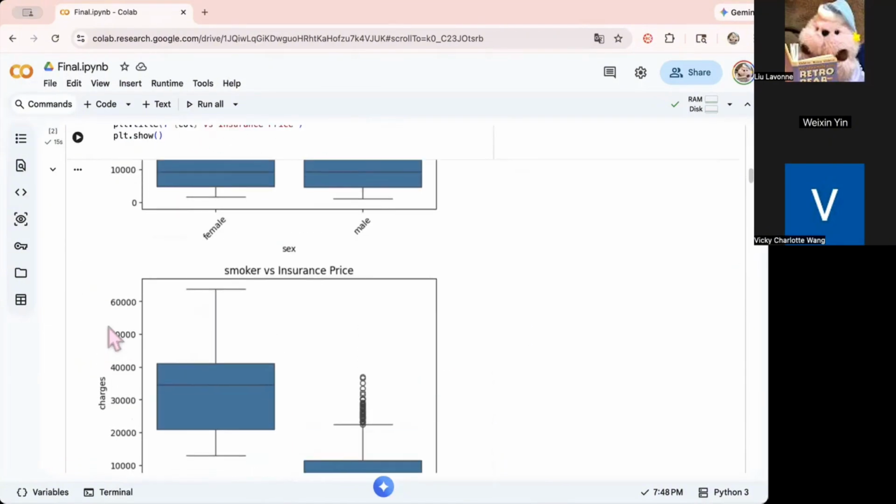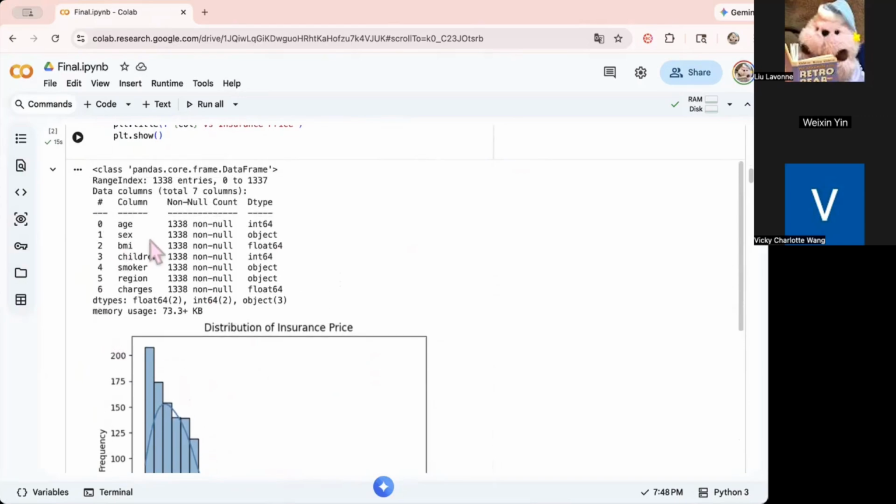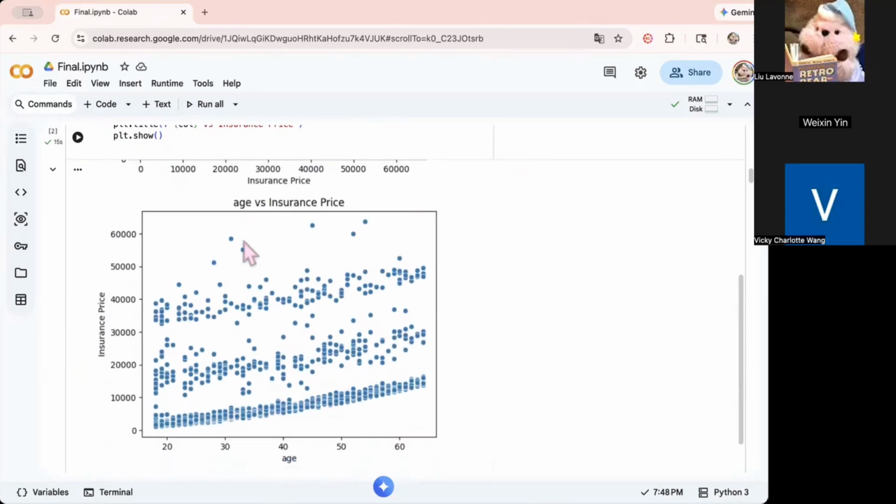The dataset includes several key features. First, we have age, which is a numerical variable. Generally, medical costs increase as people get older, so we expect a positive relationship between age and the charges.